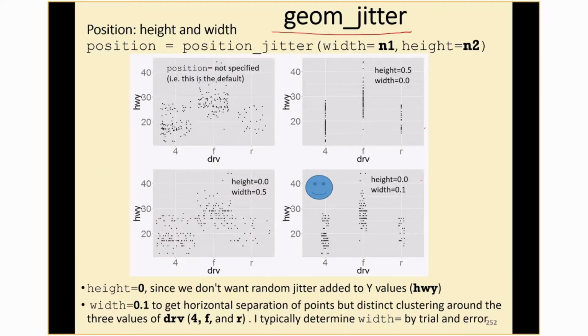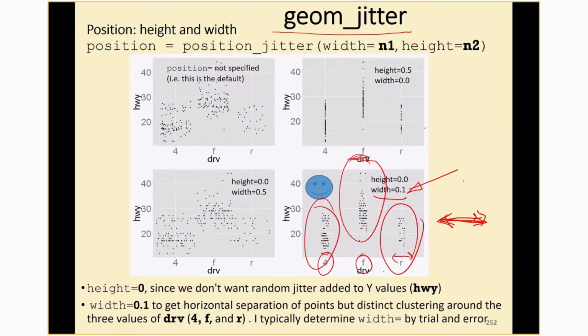We've set the height equal to 0, and that's what we're almost always going to do because you don't want any variability inserted in the vertical direction. And by choosing the width equal to 0.1, which I typically arrive at through trial and error, it inserts a bit of horizontal variability, call it jitter, in this direction. You get some separation of the points so you can see clearly where those clusters are associated with the four-wheel, the front wheel, and the rear wheel drives.